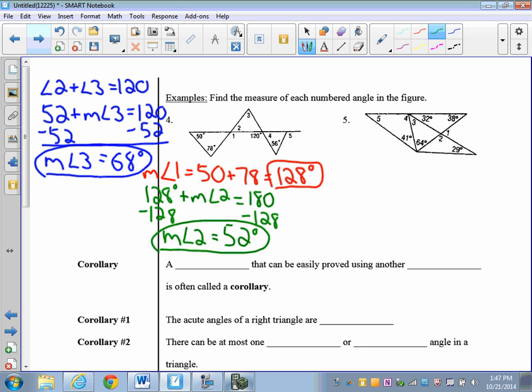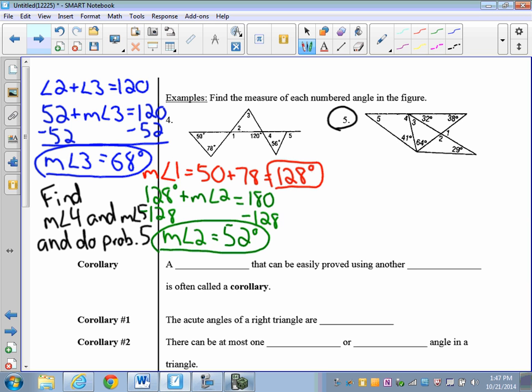You should be able to finish solving this. Angle 4 is a linear pair, and angle 5 is another exterior angle theorem problem. So do this in black. Find the measure of angle 4 and the measure of angle 5 on your own, and do problem 5.